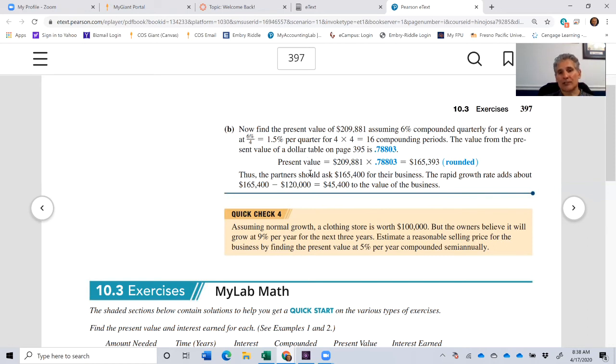We're going to take the present value, 209,881. We're going to multiply it by the new factor that we just looked up. We didn't compute it, we just looked it up. And that's going to be equal to $165,393 rounded.